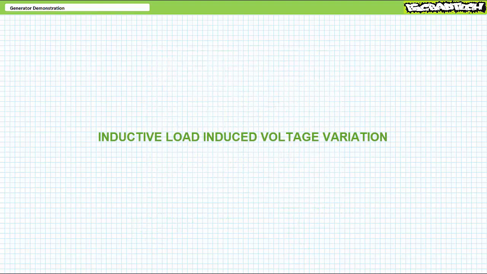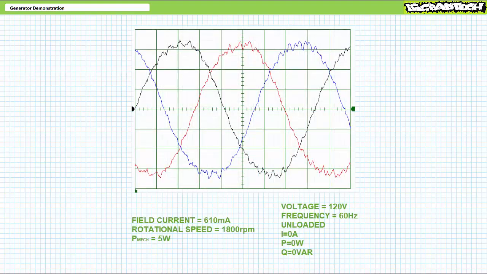We should observe the same output voltage magnitude reduction as a function of load current, albeit slightly more pronounced. We begin in the unloaded condition with roughly 610 milliamperes of field current establishing the desired 120 volts line to neutral. You note in the unloaded state the prime mover exerts a token amount of mechanical power just to overcome friction. In this unloaded state, the load draws no current and consumes no real nor reactive power.